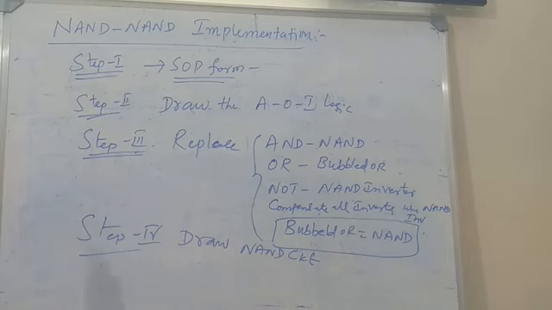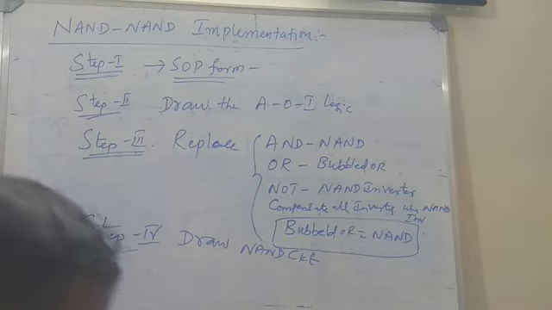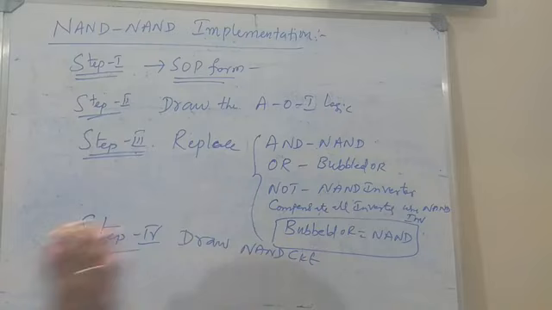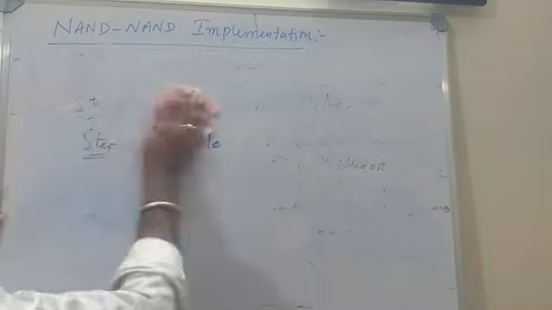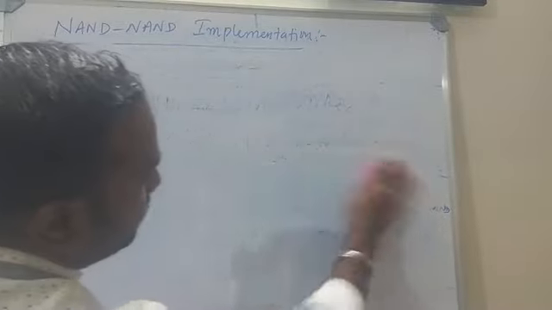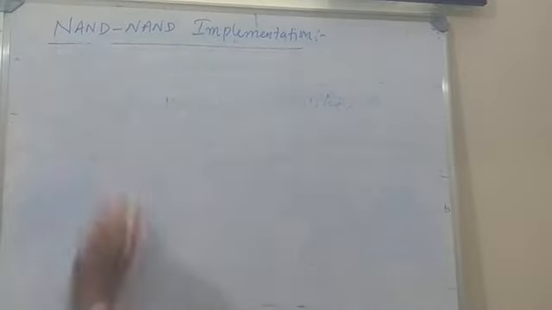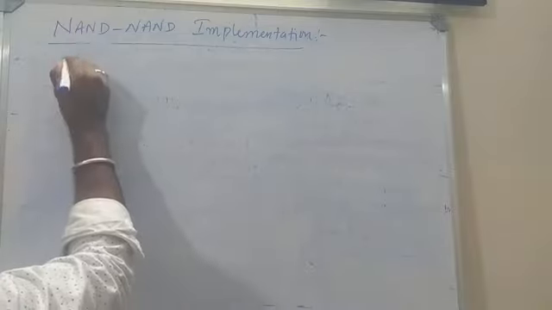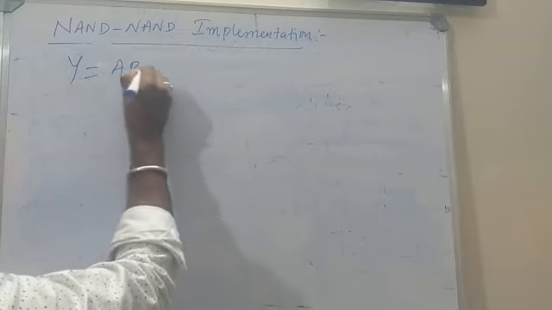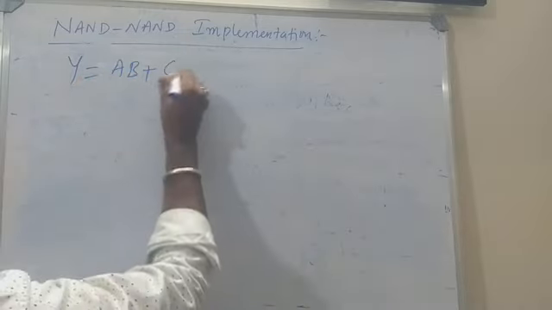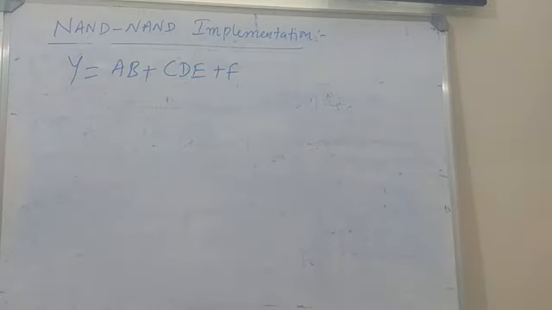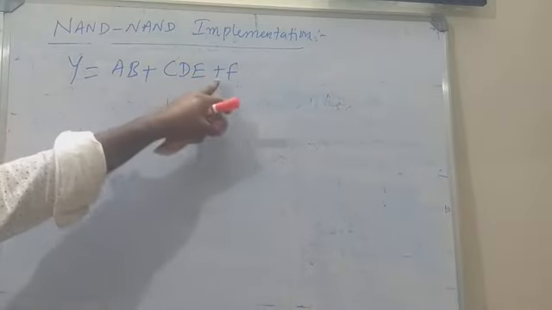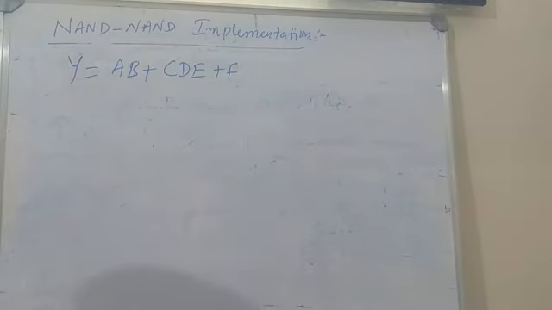Now I am going to explain this NAND to NAND implementation with a small example. I am going to explain two different examples, then you can easily understand how to implement using only NAND gates. The first example: implement using NAND gates, for example, Y equals AB plus CDE plus F. For this logical equation, you have to implement it using only NAND gates.